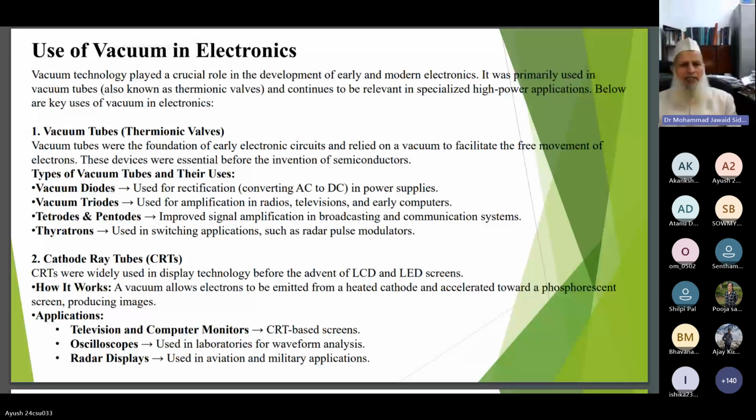Yeah, use of vacuum in electronics. Vacuum technology played a crucial role in the development of early and modern electronics. It was primarily used in vacuum tubes, also known as thermionic valves, because in the vacuum tubes the electrons are generated with the help of thermionic emission.